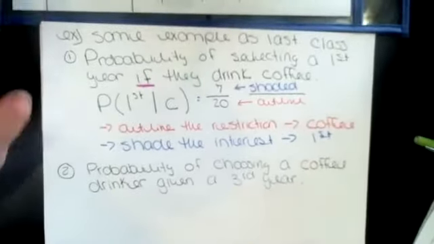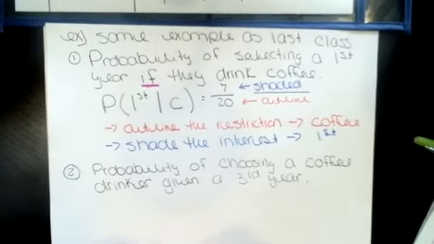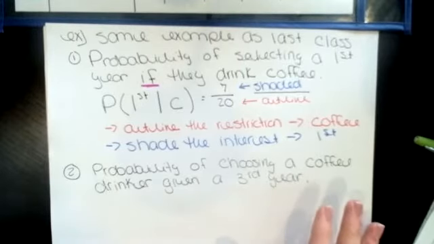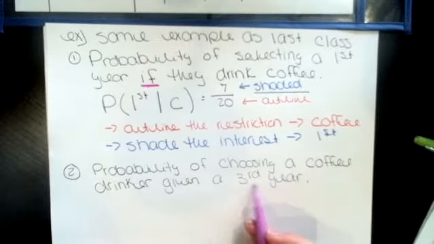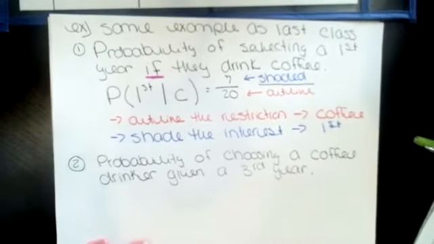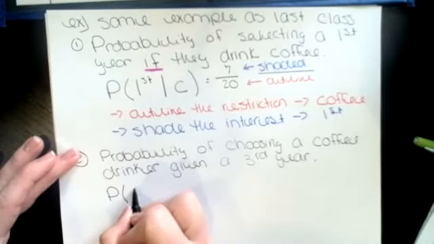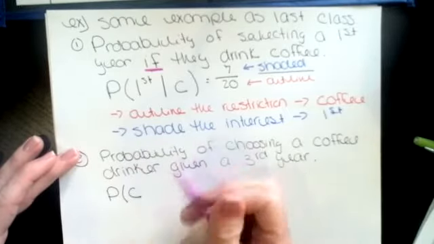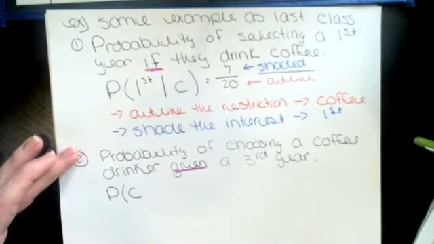Right here, again, I need to recognize what words we're using and what we're given. Again, we have two events. One event is coffee drinker, another event is a third-year student. I want to know, what is the probability of choosing a coffee drinker? That is my interest. And this word given right here means conditional probability. It's just one of those words.